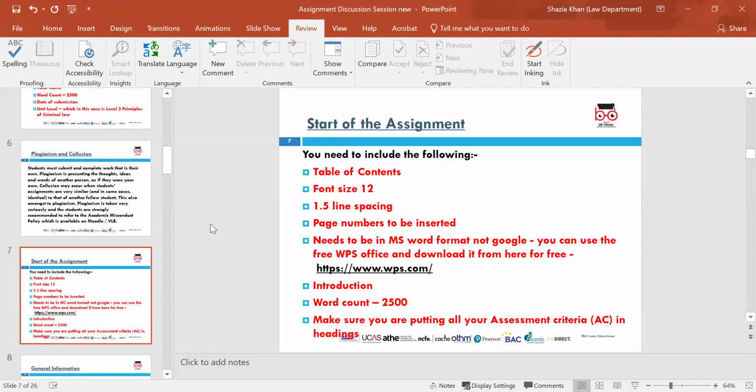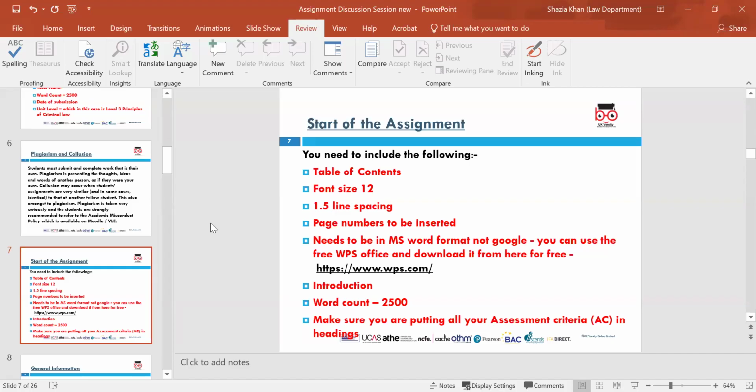So at the start of the assignment, you need a table of contents, okay? The font size needs to be 12. You need to have 1.5 line spacing, so it's easy for the assessor to mark it. And page numbers need to be inserted so that you can put that in the table of contents. It needs to be in Microsoft Word format, not Google. So you need to make sure that you are not using Google format to submit your assignment or to do your assignment. And if you do not have access to MS Word format, there's a link there that I've put there, which provides WPS Office, and you download that and it's free and you can do your work on there. You need to make sure you are not submitting work via Google, okay?